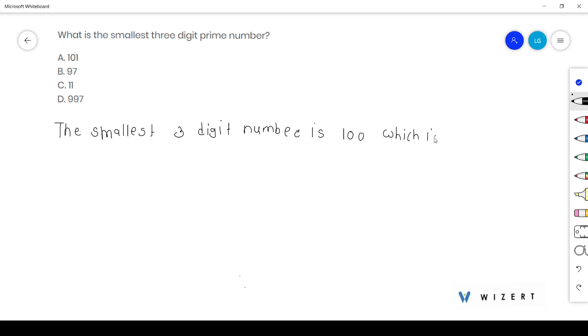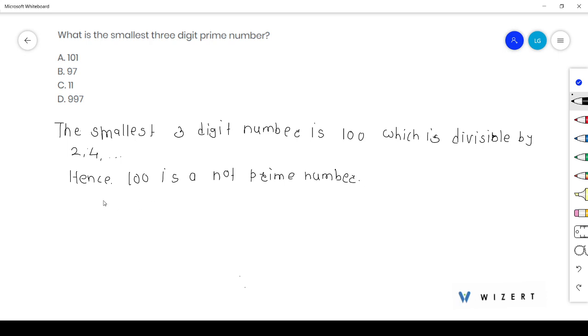But it is divisible by 2 and 4 and so on. Hence, this 100 is not a prime number, because a prime number has only the factors 1 and that number itself.